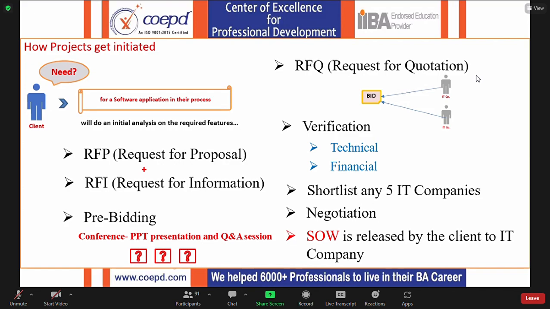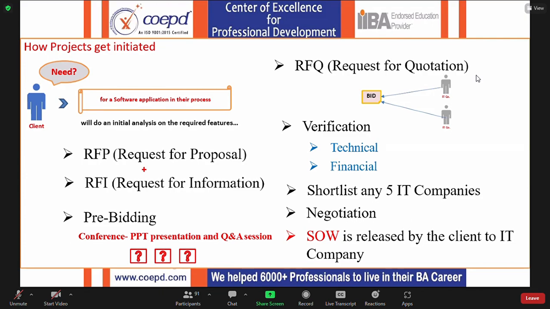That's the stage on the client side to initiate a project, and this is from the client's point of view. They have their own team, and the team will shortlist through this process, and finally one IT company will be awarded. Very clear? Any doubts? SOW? Statement of work.